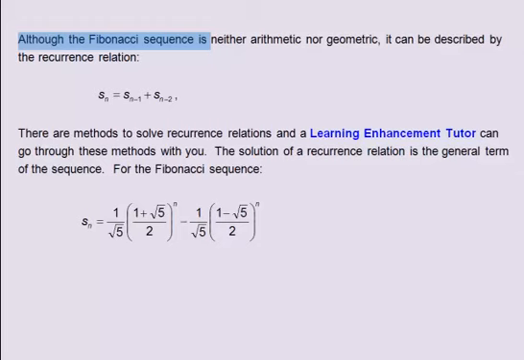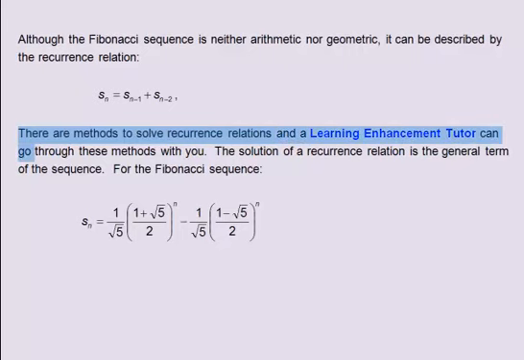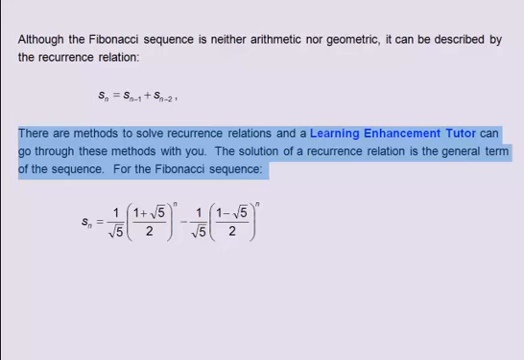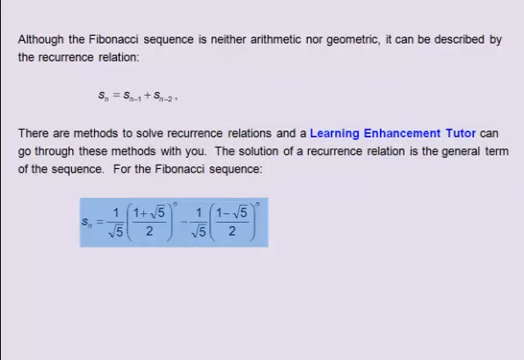Although the Fibonacci sequence is neither arithmetic nor geometric, it can be described by the recurrence relation Sn equals Sn minus 1 plus Sn minus 2. There are methods to solve recurrence relations, and a learning enhancement tutor can go through these methods with you. The solution of a recurrence relation is the general term of the sequence. For the Fibonacci sequence, Sn equals 1 over root 5 multiplied by 1 plus root 5 over 2 all to the power n, minus 1 over root 5 multiplied by 1 minus root 5 over 2 all to the power n.